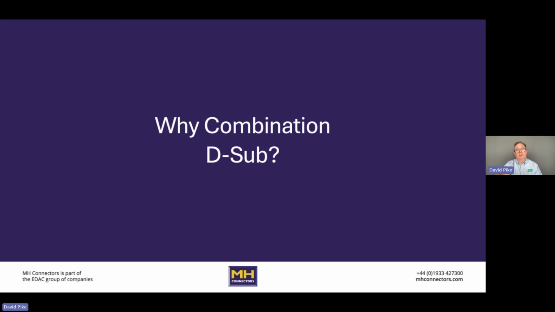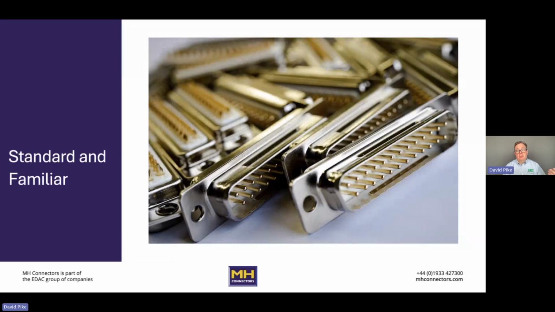So why would we carry on using combination D sub connectors? It is, after all, a connector that is several decades old, but it continues to be hugely popular in many industries. Well, let's look at some of the reasons why D subs themselves are still very much a standard connector for many industries. They are standard. They are very, very familiar. One of the advantages of having a connector like this that's been used across so many industries is that it's had a number of international standards applied to it.